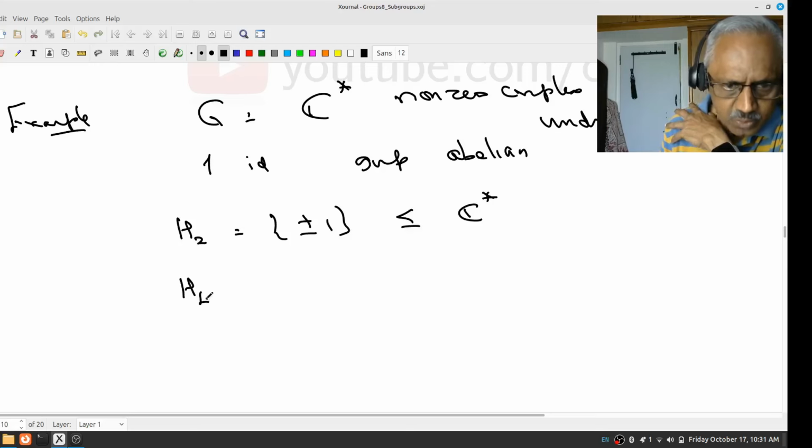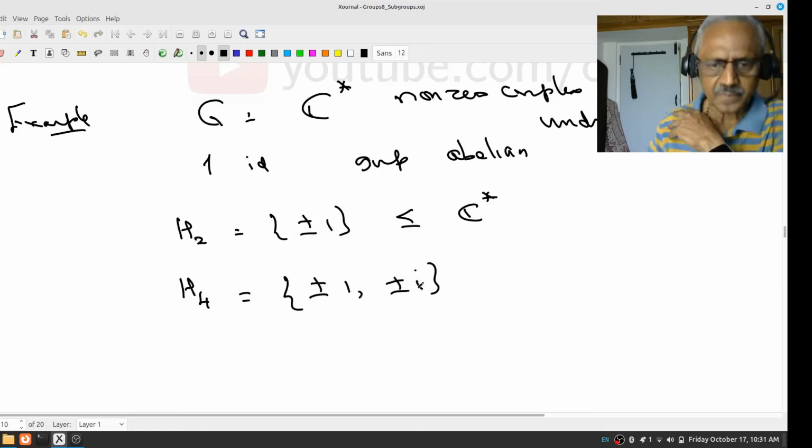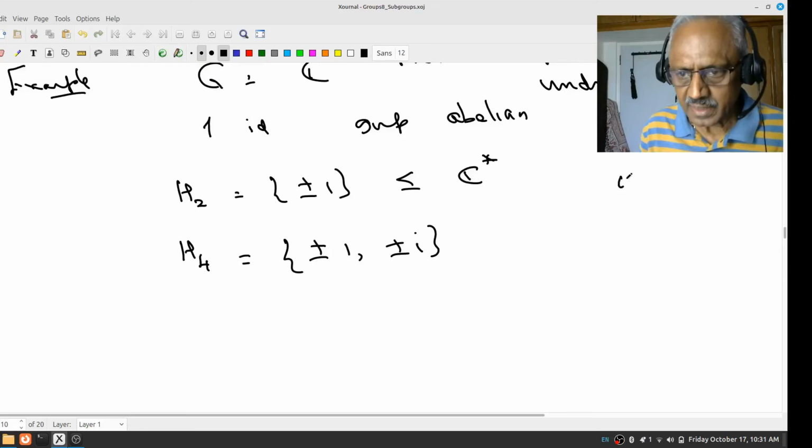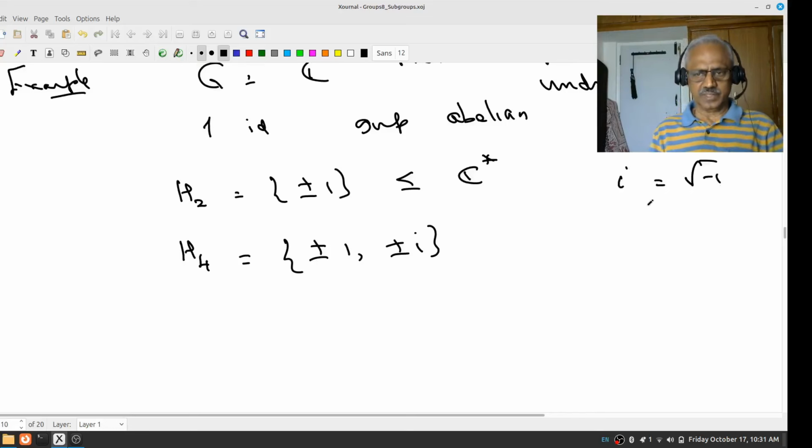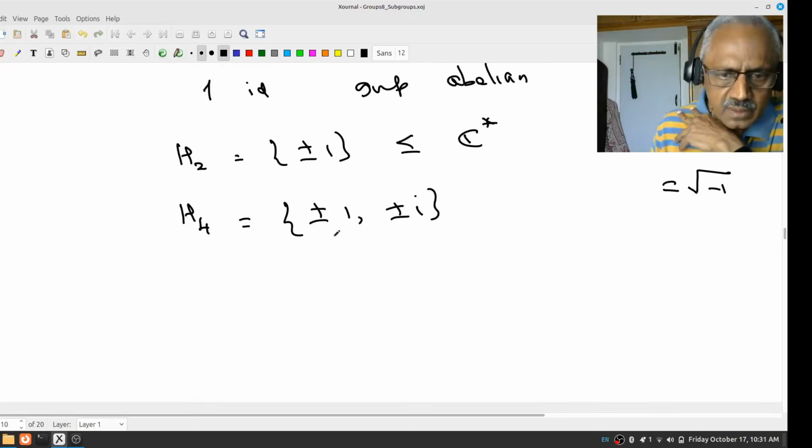Now, let us look at H4. This is plus or minus 1 and plus or minus I. What is I? I is one of the square roots of minus 1. There are two square roots, plus I and minus I. Now they also form a group, right? 1 and minus 1 I have done, and if I multiply 1 by plus I, I will get plus I, 1 by minus I will get minus I, minus 1 by plus I will get minus I, and minus 1 times minus I will be plus I, and so on.